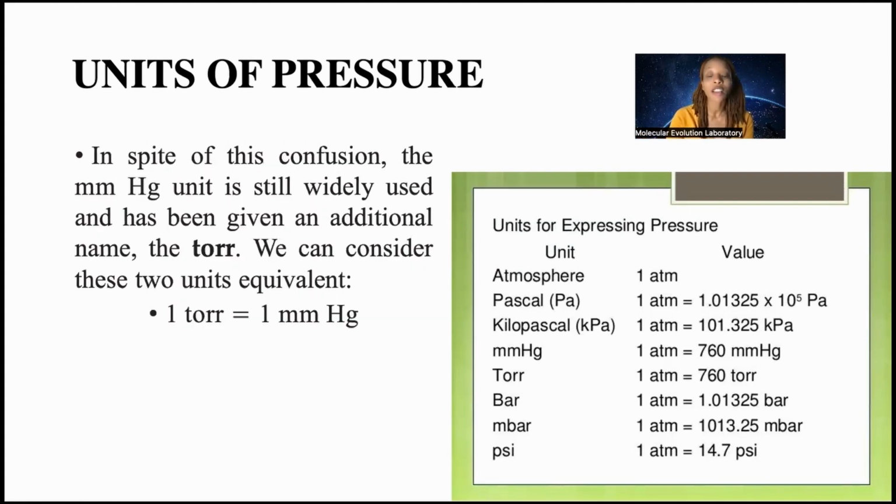In spite of this confusion, the millimeter unit is still widely used and has been given an additional name, the torr. We can consider the 2 units equivalent. 1 torr is 1 millimeter of mercury. 1 atmosphere is equivalent to 760 millimeters of mercury, which is equivalent to 760 torr.